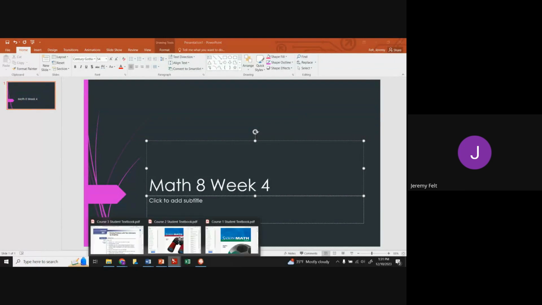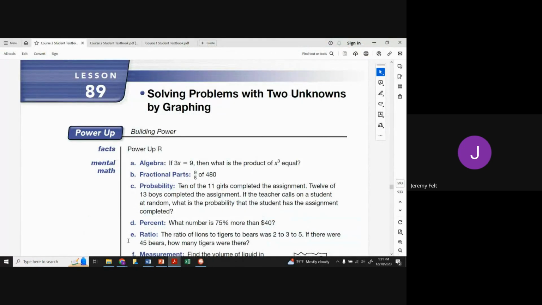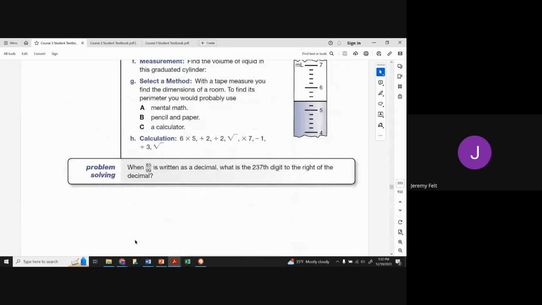Let's take a look. This week we're doing lesson 89 and 90, which will be the last unit before we get into the review. So we'll jump right into it. Lesson 89, solving problems with two unknowns by graphing.